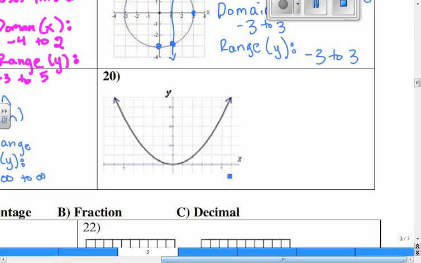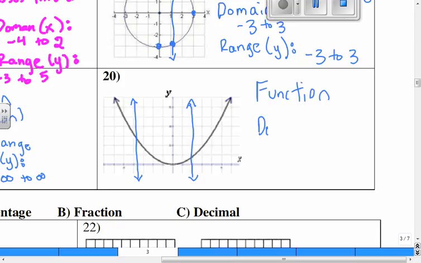Okay, over here. Is it a function? Well, let's see. We have a vertical line test. Look at our vertical line. It passes the vertical line test. There's no place where the vertical line would go through it twice. So it is a function.